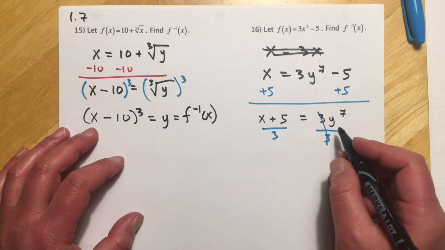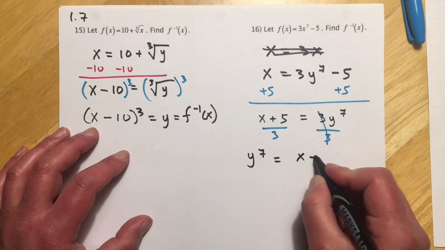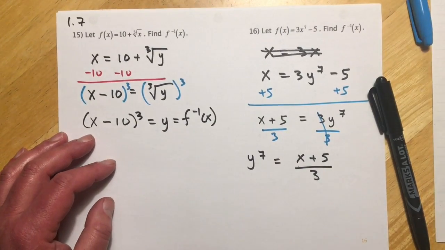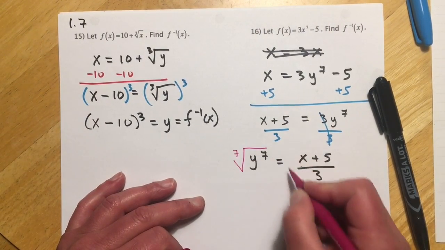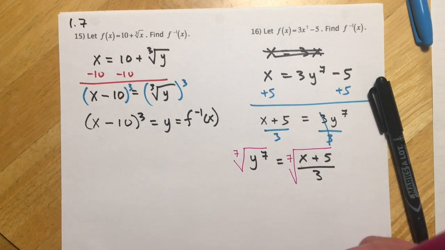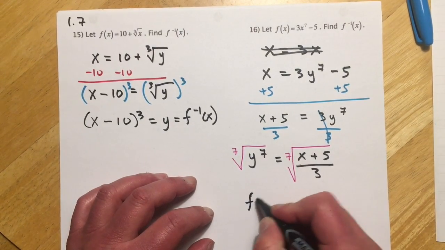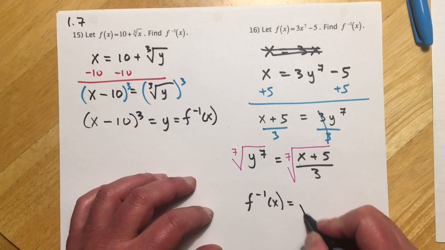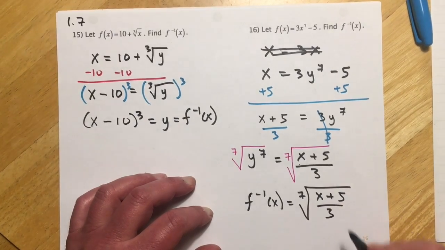And I think I'll write it the other direction just because it looks nicer. And then from there, we'll just take the 7th root to undo the 7th power. So we'll 7th root both sides. And we get y, which is the inverse now. 7th root of x plus 5 over 3.